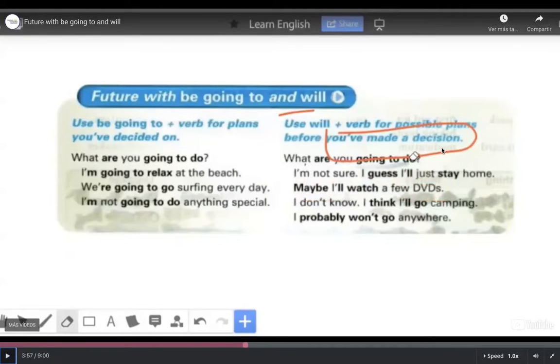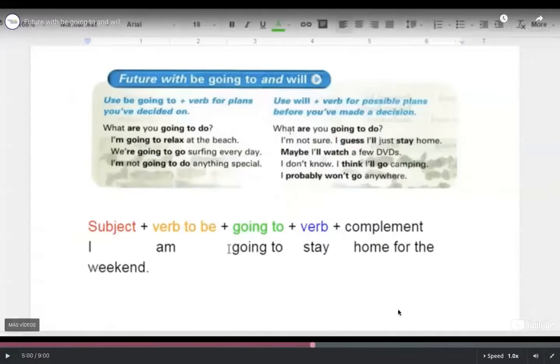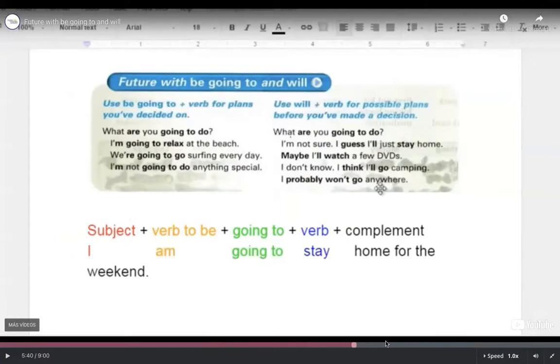Okay, so you see, when you use "will," we use many expressions like I guess, maybe, I don't know, I think, I probably, because these are all for the ideas, I don't know. And when you don't know, it is "will." When you have the plan, it is "going to." So you make the sentence with the subject, the verb to be, is or are, "going to," and the verb in present, plus the complement. Is that okay?